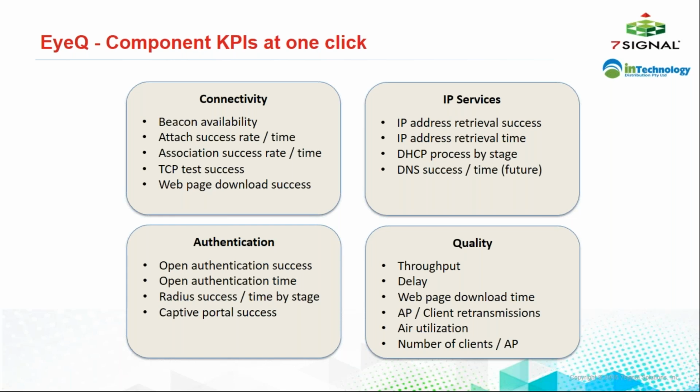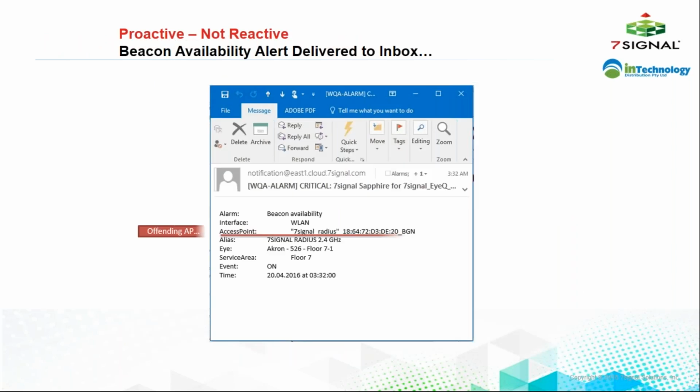And under quality, all of those things that you see there, including air utilization and also capturing the number of clients per AP. And in doing so, we can actually tell you right out of the gate, are we having coverage problems? Are we having capacity issues? And it's all brought right to you.